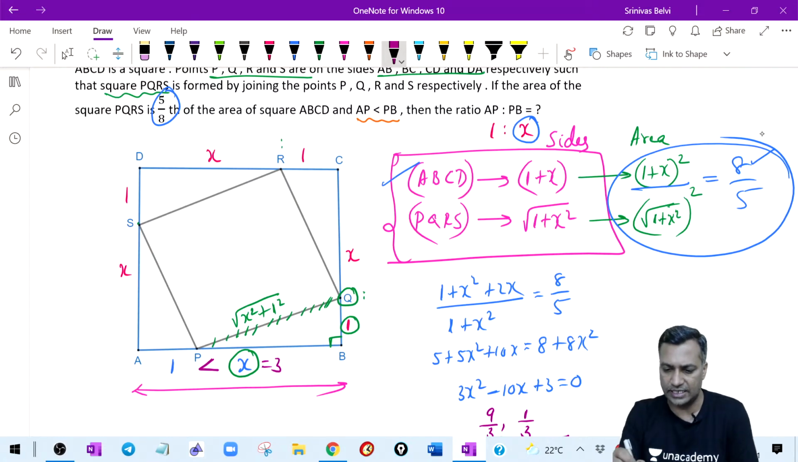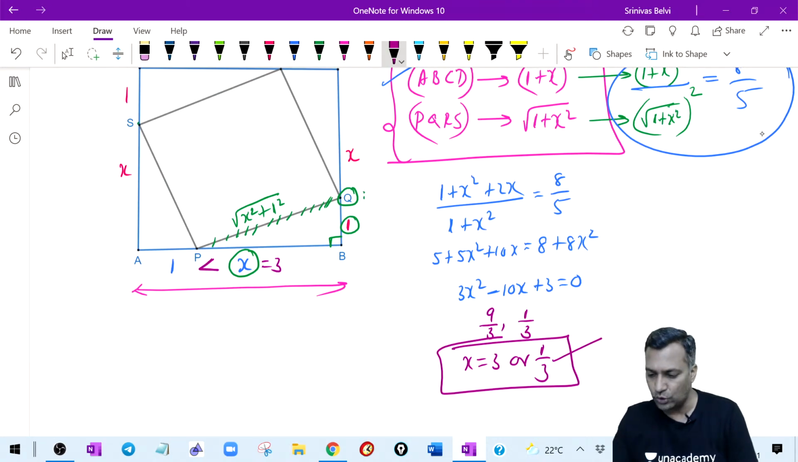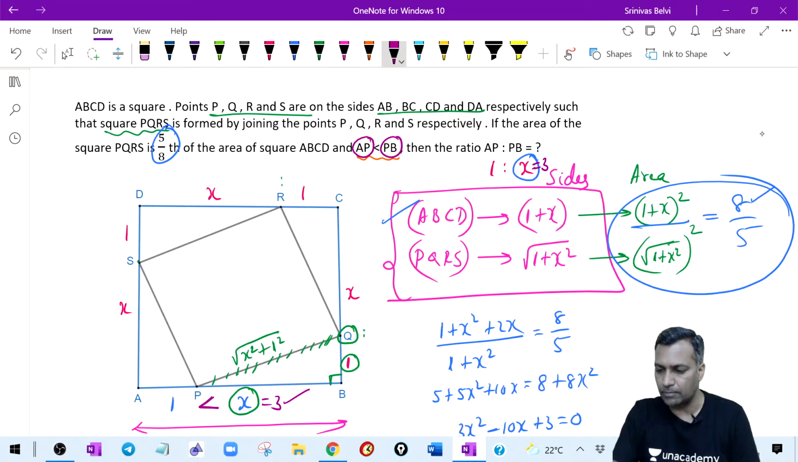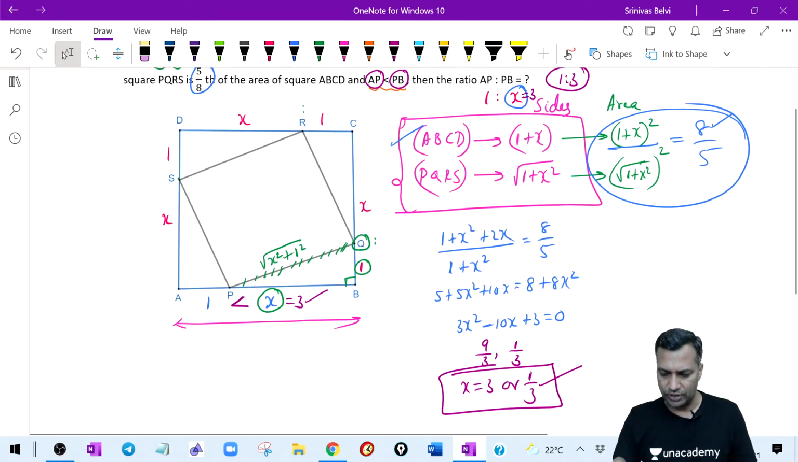Who said? The author only said AP has to be less than PB. Therefore I will not take 1 by 3, although I got it as one of the values. I will take 3 and plug this number back in. My answer becomes 1 by 3. Comfortable? Everybody comfortable? Solving should not be a problem.